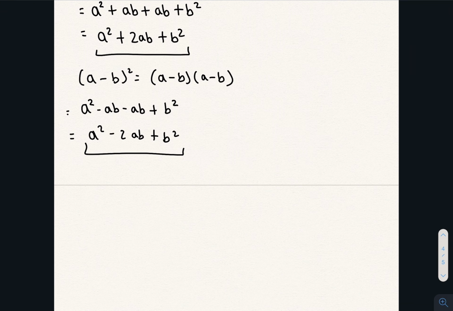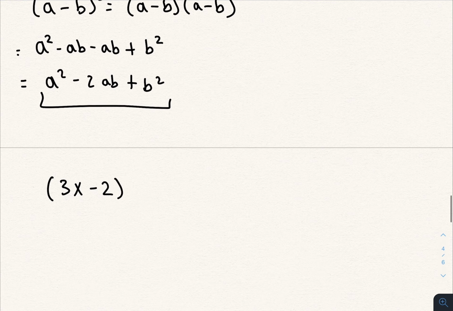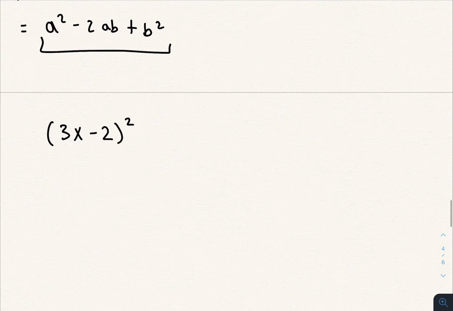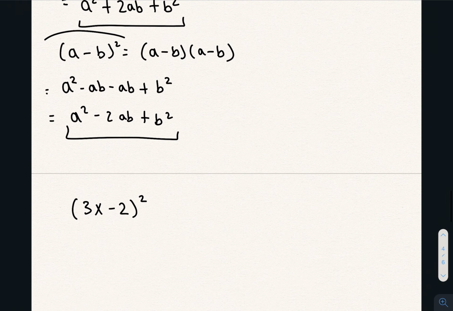Let me show you an example. So let's say you have something like 3x minus 2 to the power of 2. This one looks a lot like this rule up here, right? So you take the first term, you square it, which gives you 9x squared.